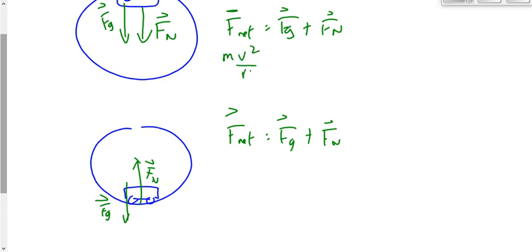Remember we said earlier on in this unit, the centripetal force is always caused by something. It's never just on its own. It's always caused by something. Well, in this case, it's actually caused by two things, gravity and the normal force. Gravity, by the way, is m times g, and the normal force is just Fn.